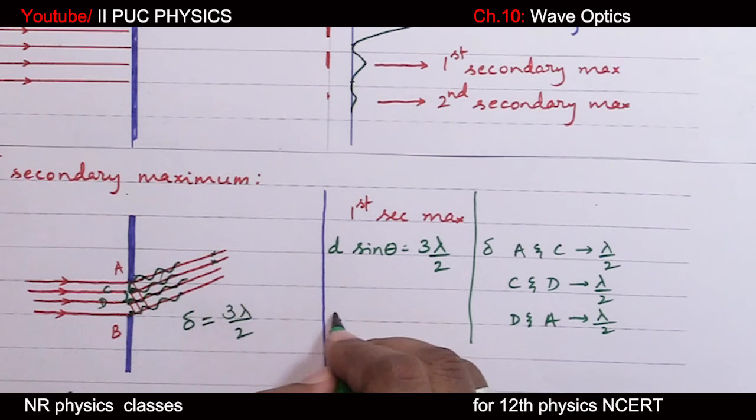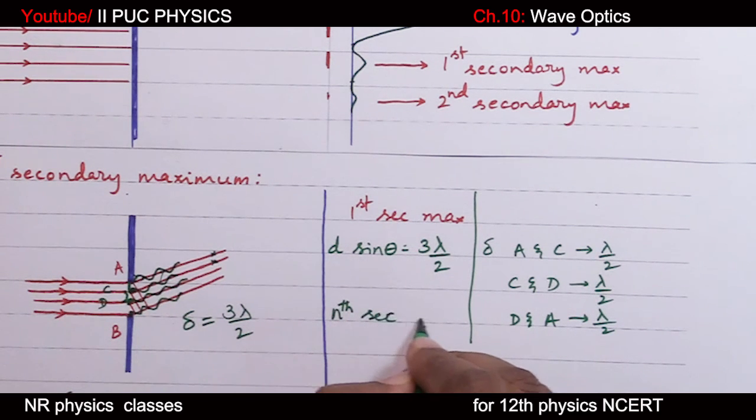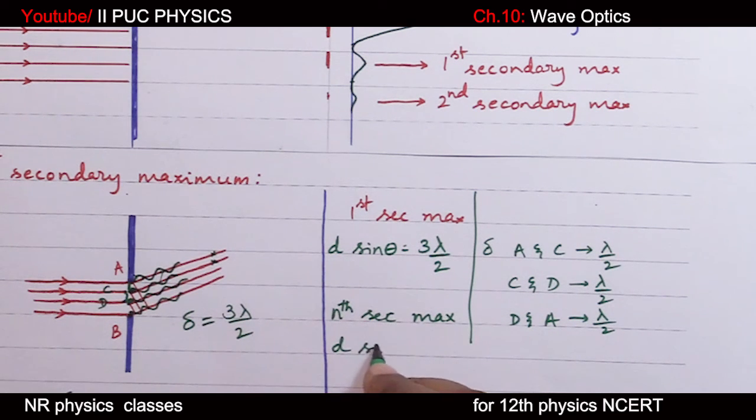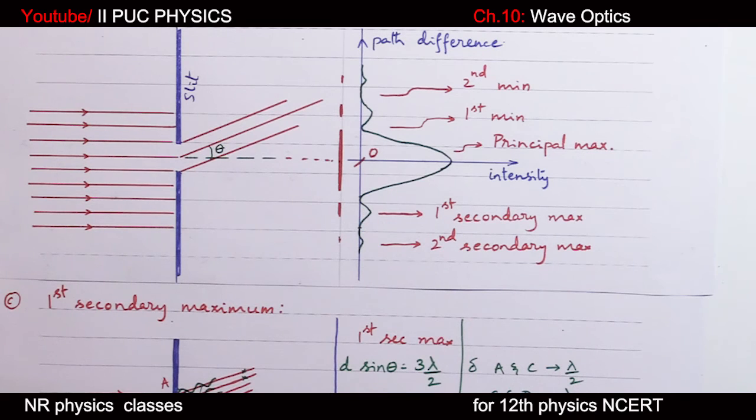In general, the path difference for the nth secondary maximum is d sin theta equal to (2n plus 1) into lambda by 2.